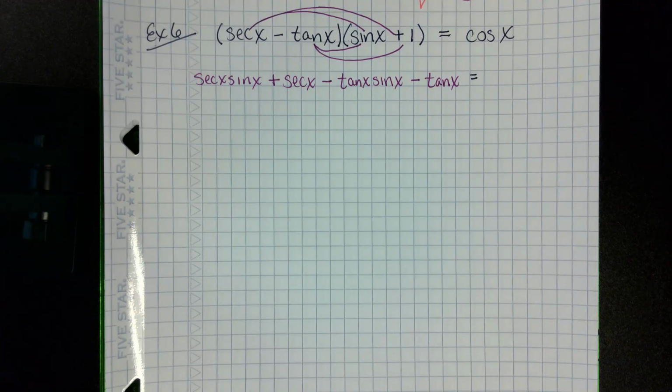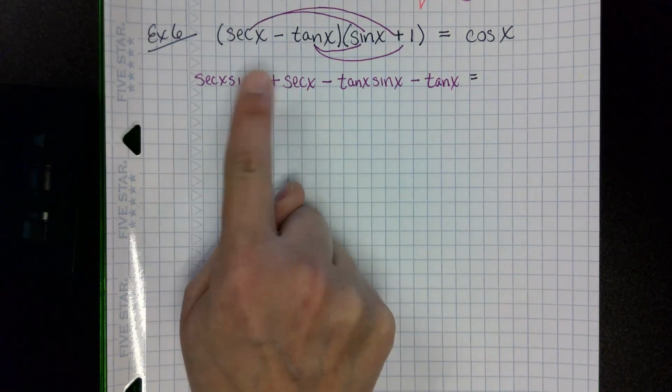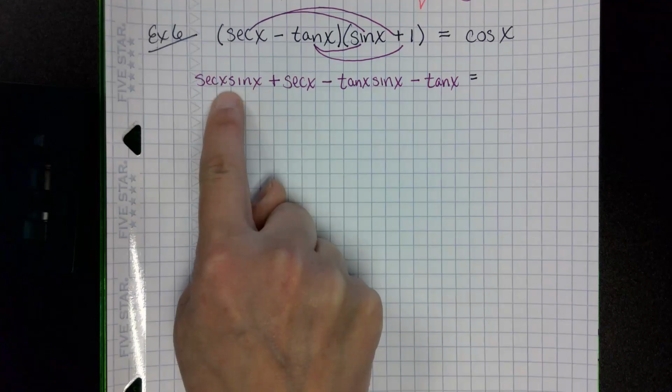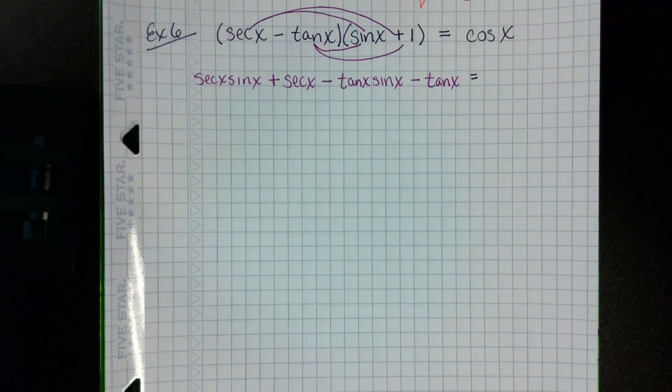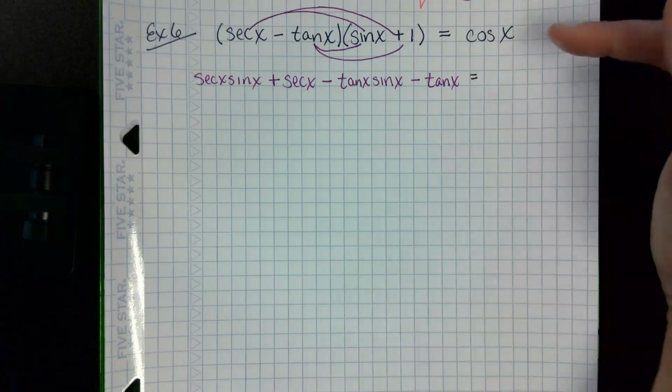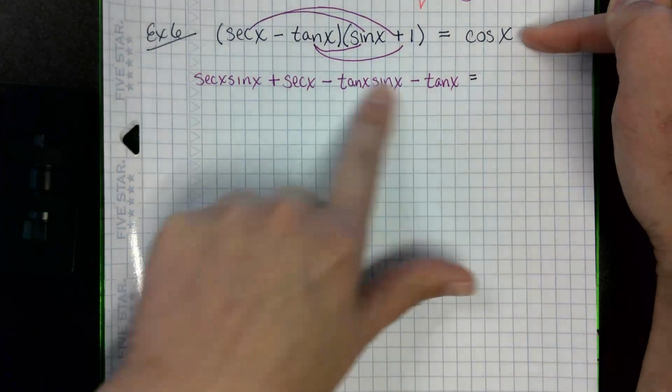And then I looked to see, can I combine any like terms? Do I have any like terms? Secant sine, secant, tan sine, tan. No, I don't. Yes, there is a secant here and there's a secant here, but this one isn't just secant, it's secant sine. That one's not secant sine, so I cannot put them together. And I look back at what I'm trying to do. I'm trying to get them to a cosine. There's not a single cosine in here anywhere.